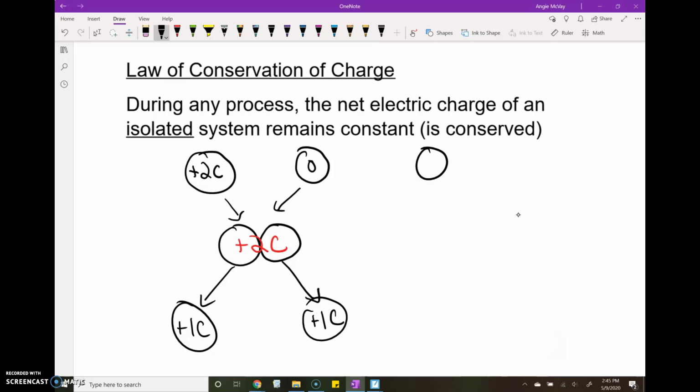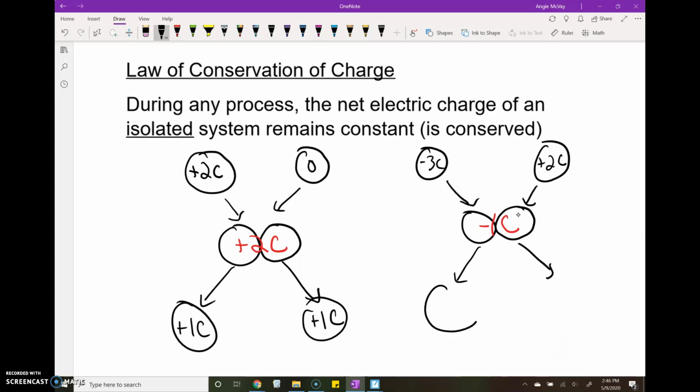Okay, we can try it again. What if we have -3 and positive 2? They come together and they touch. And together they will have a charge of -1 coulombs. And then they'll separate. And that means each object will have a charge of -0.5 coulomb.